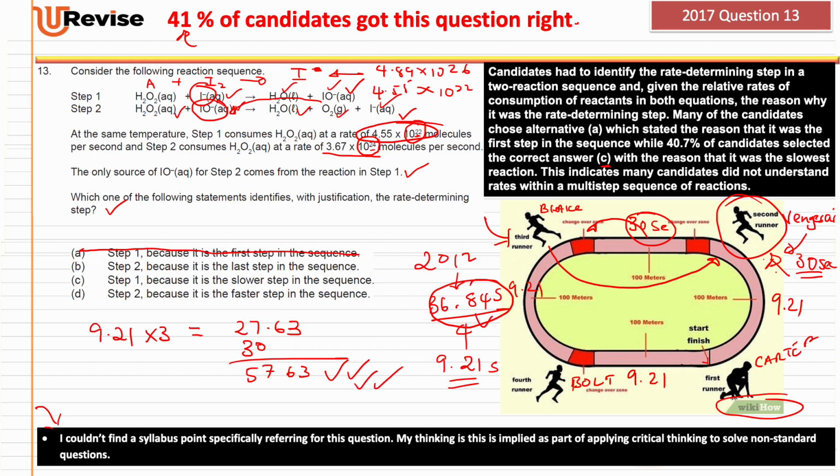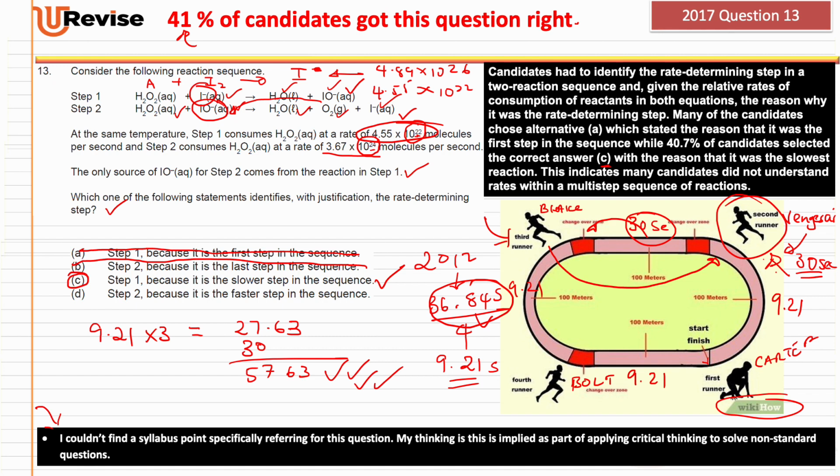So B, step 2, because it is the last step in the sequence. No, it doesn't matter. Obviously, step 2 will actually make things quicker slightly, but it doesn't matter. Step 2 is not the rate determining step because it's the fastest. Now, C, step 1, because it's the slower step in the sequence, this is our correct answer right there, because we've already mentioned that. You already know that by now, hopefully, that C is the correct answer.